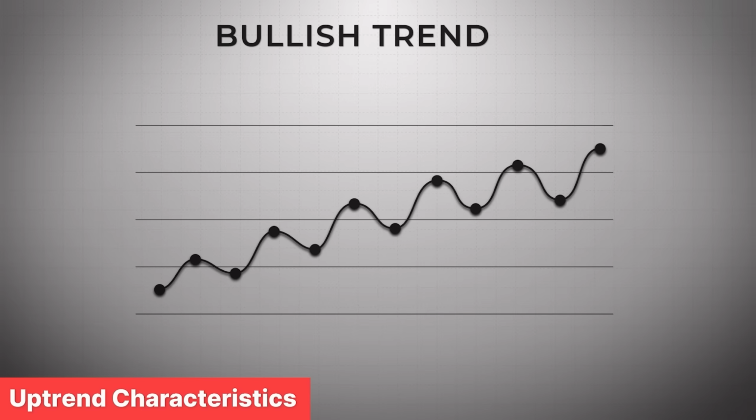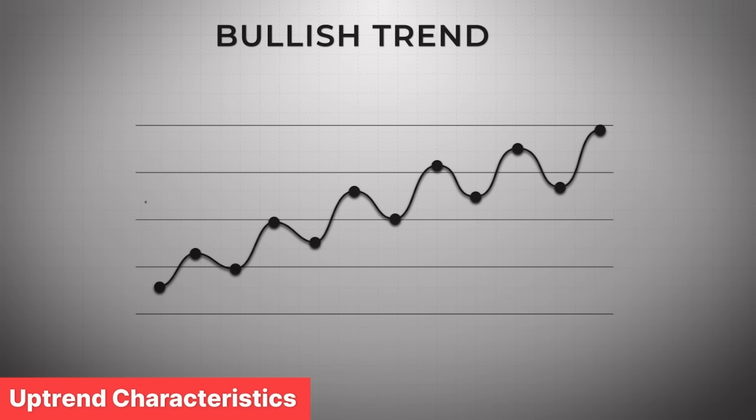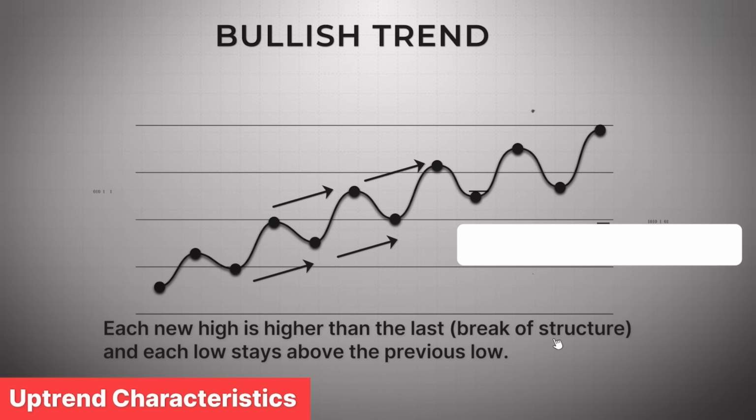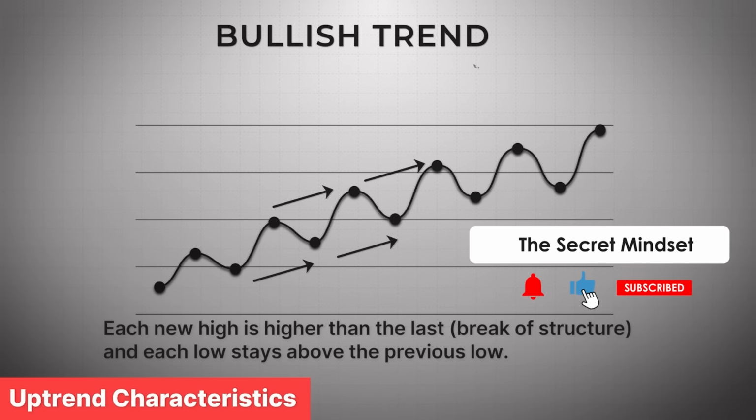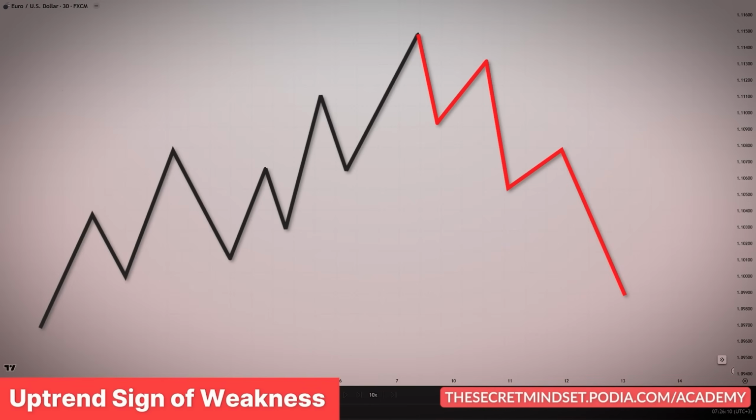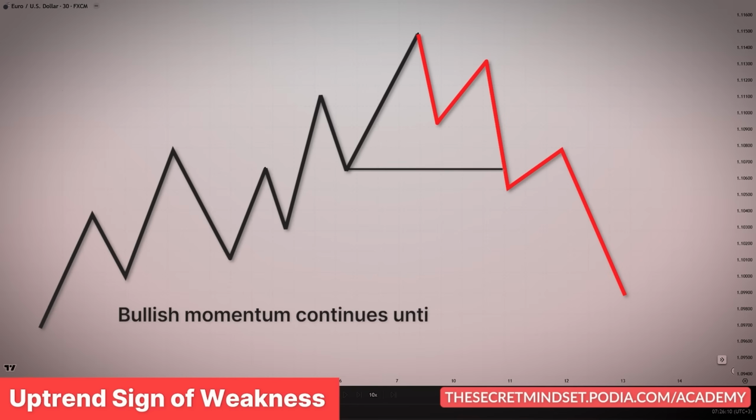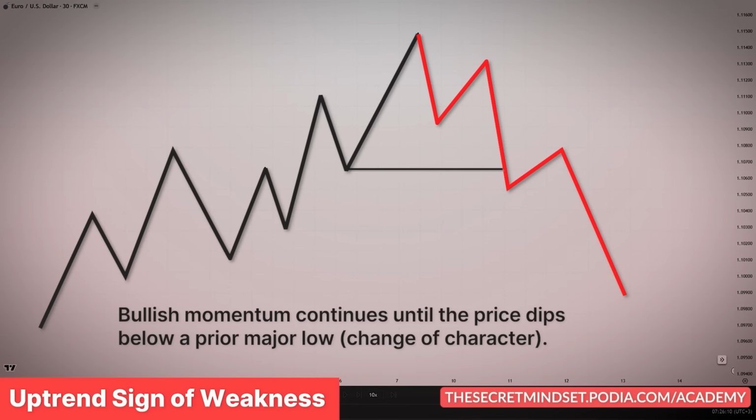When prices keep rising or falling, that creates a trend. In an uptrend, each new high is higher than the last one. We call that a break of structure. At the same time, each low stays above the previous low point. That bullish momentum continues until the price finally dips below a prior major low, which is a change of character.